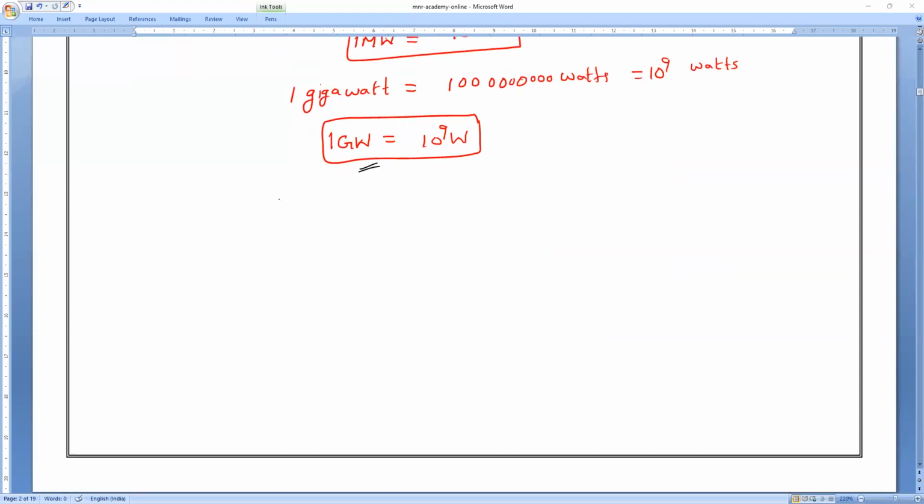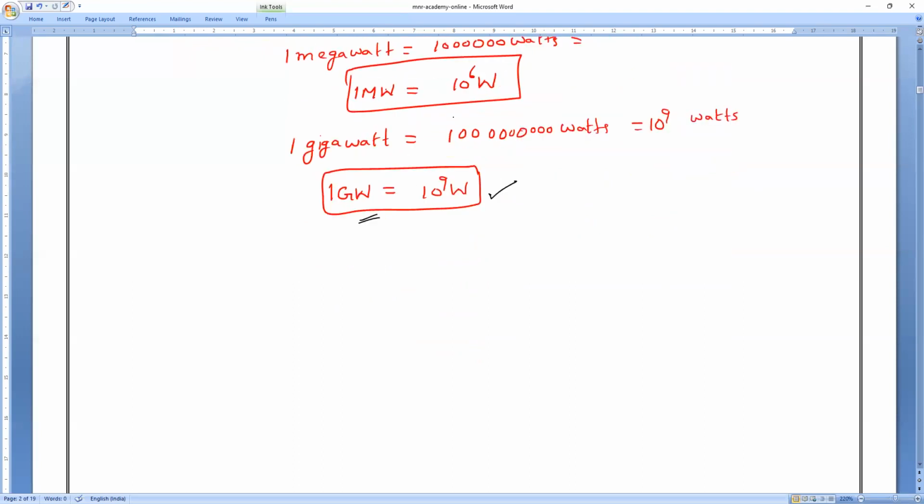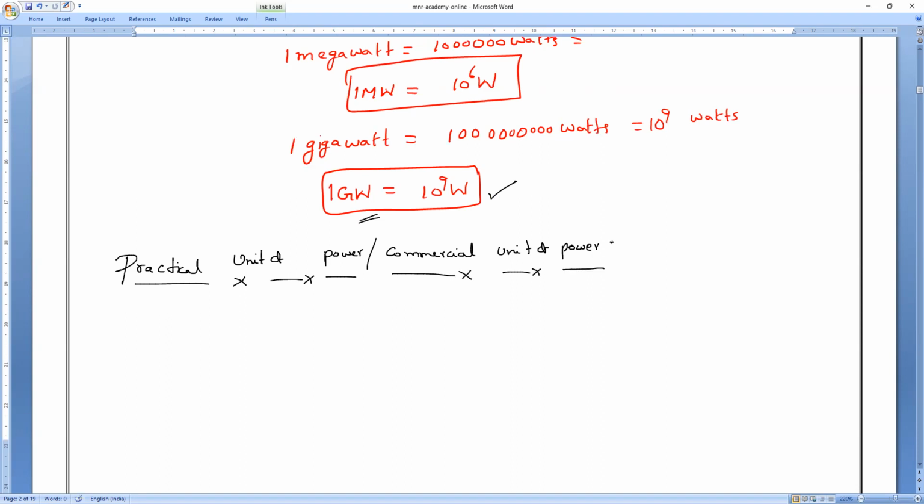So if you all notice, everything we have seen are official units. The power unit watt is the official unit. What is the practical unit of power? That is very important. The practical or commercial unit of power. I don't want to tell you; I will make you find it yourselves.